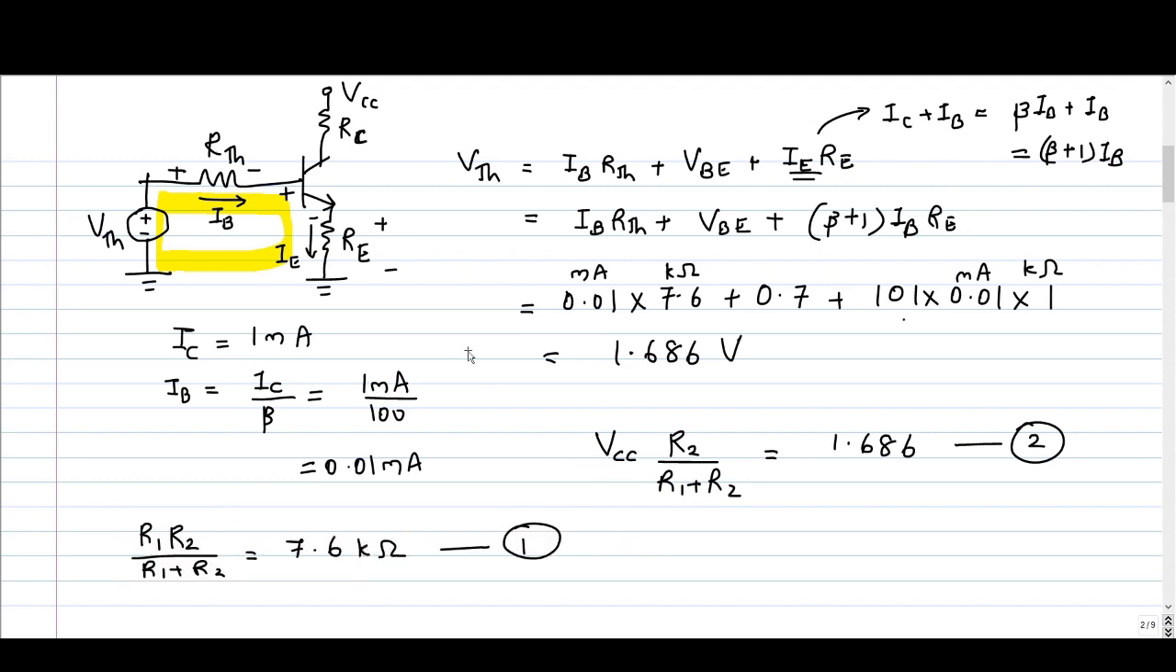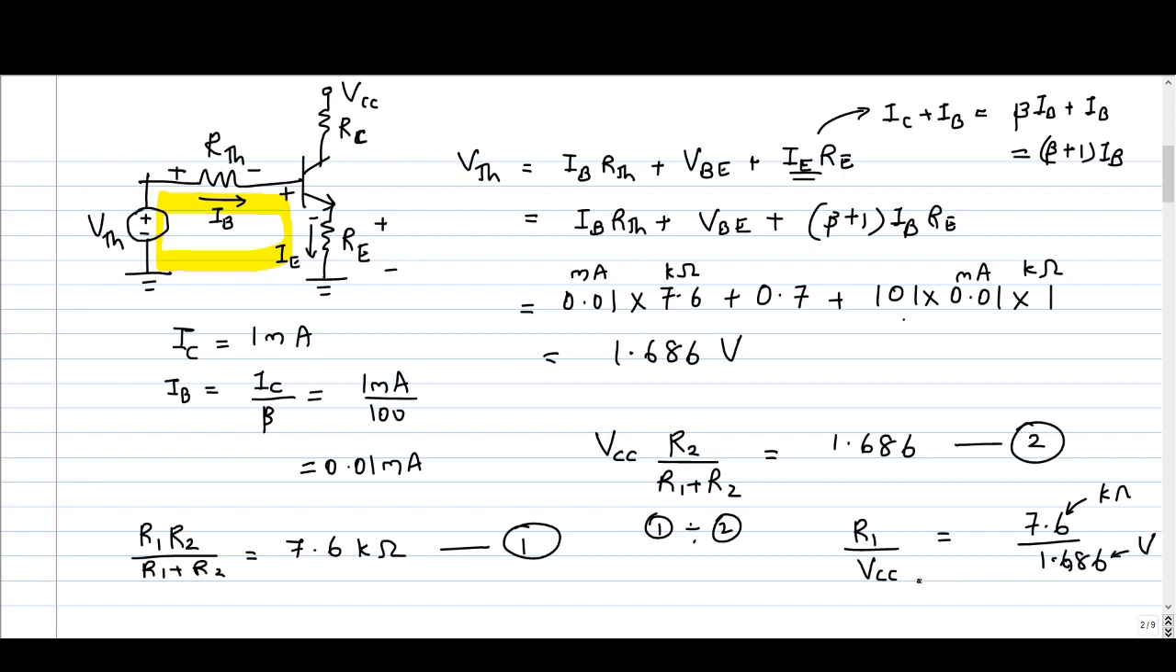So if you divide equation 1 by equation 2, the R2 by R1 plus R2 term will cancel. So you will get R1 divided by VCC is equal to 7.6 divided by 1.686. This 7.6 is in kilo ohm, so your answer will be in kilo ohm.